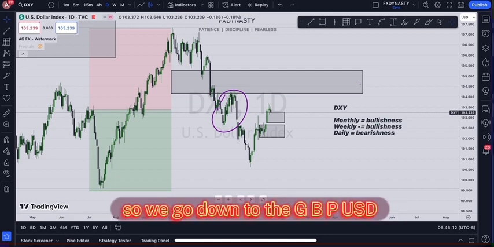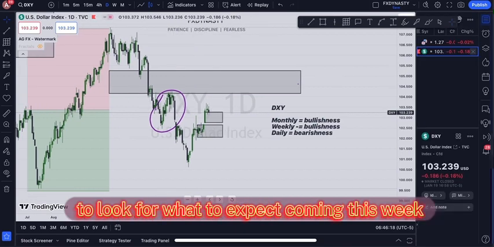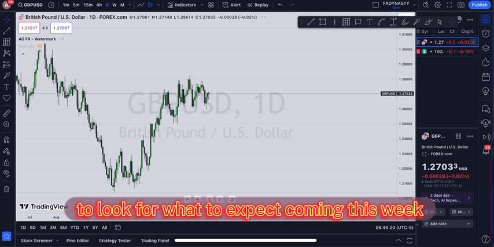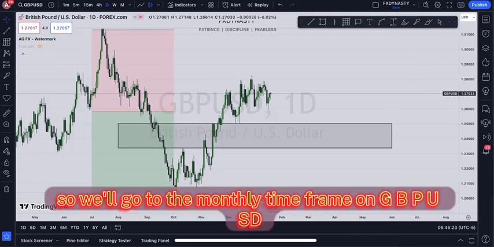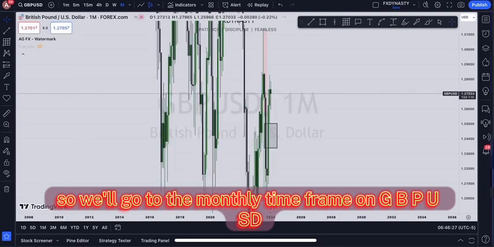So we'll go down to the GBPUSD to look for what to expect coming this week. So we'll go to the monthly time frame and GBPUSD.